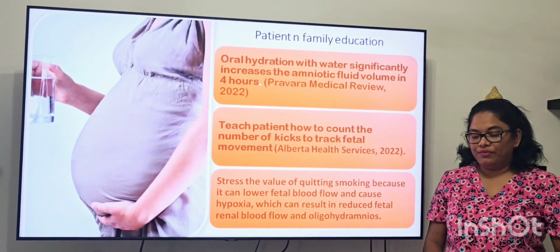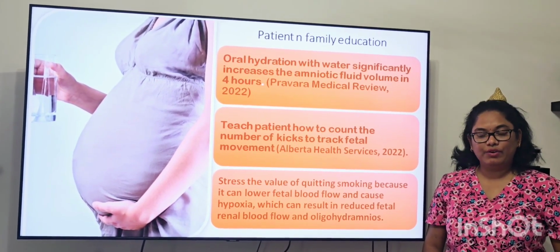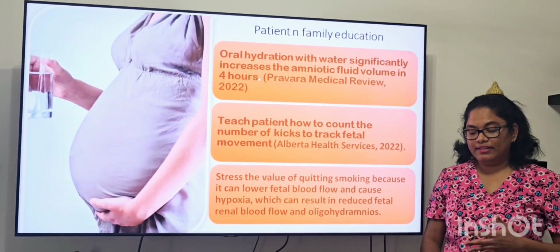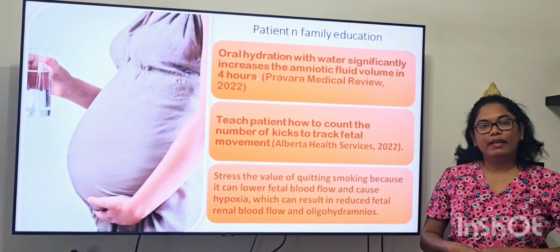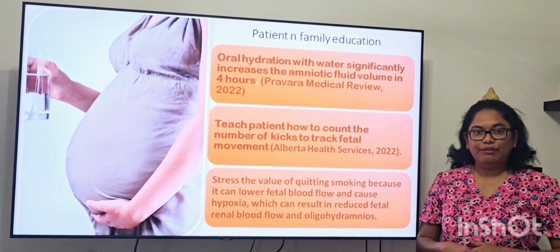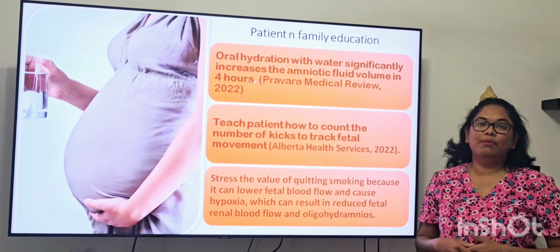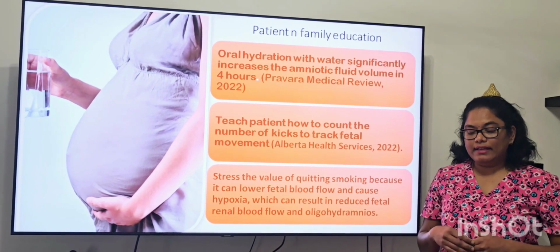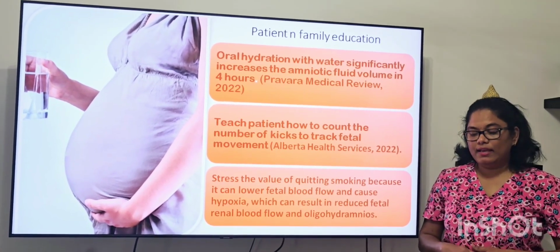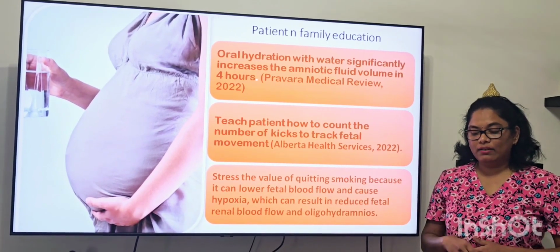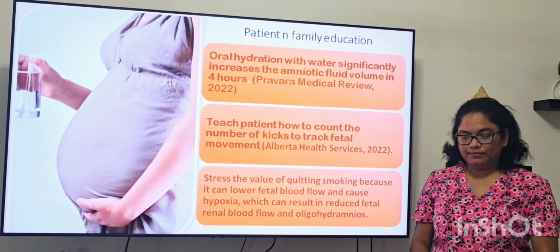Stress the value of quitting smoking, because it can lower fetal blood flow and cause hypoxia, which can result in reduced fetal renal blood flow and oligohydramnios. So it's not only about amniotic fluid deficiency patients, it's for every mother, whoever wants to get pregnant. It is better to advise them to quit smoking because smoking can lower fetal blood flow and cause hypoxia.